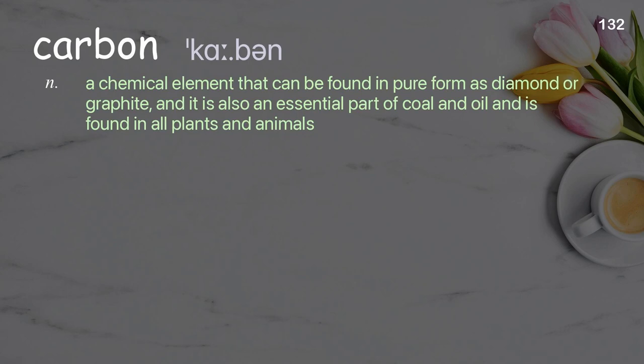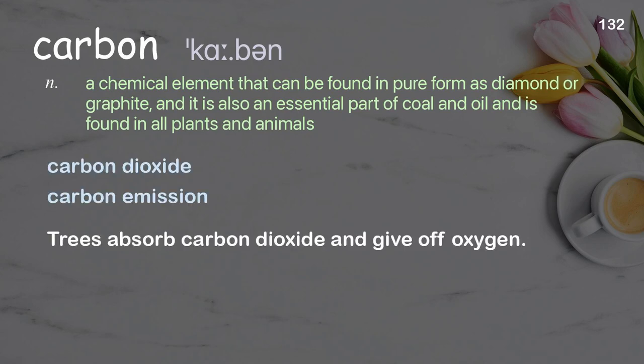Carbon: a chemical element that can be found in pure form as diamond or graphite, and it is also an essential part of coal and oil and is found in all plants and animals. Examples: Carbon dioxide, carbon emission. Trees absorb carbon dioxide and give off oxygen.